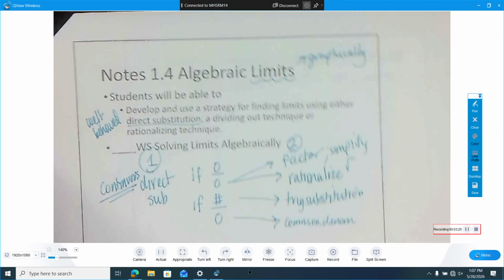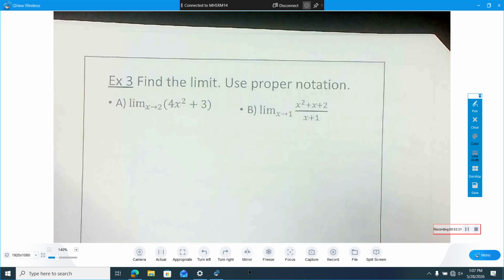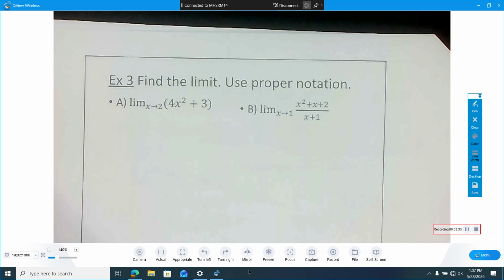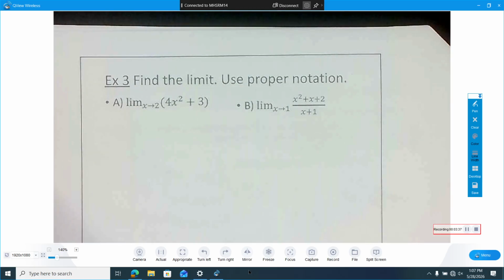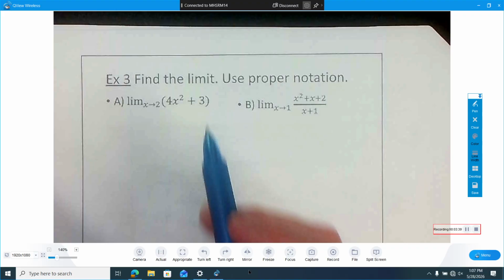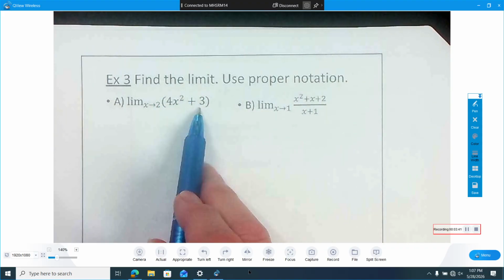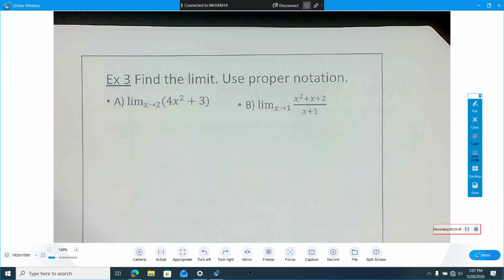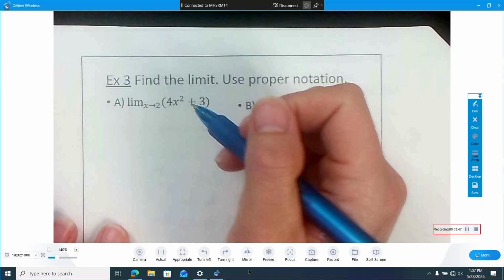So turn the page to example 3. So I want to find the limit, and again, we're practicing proper notation. So this is my function, 4x squared plus 3. What shape is it? Parabola. Is it continuous? Yes, it's a continuous function.